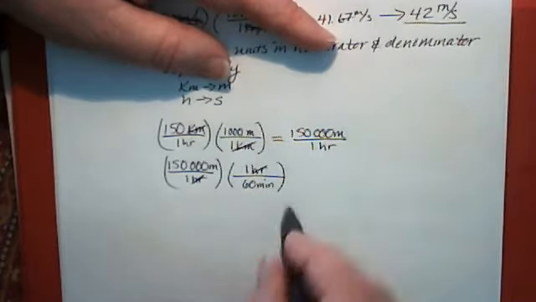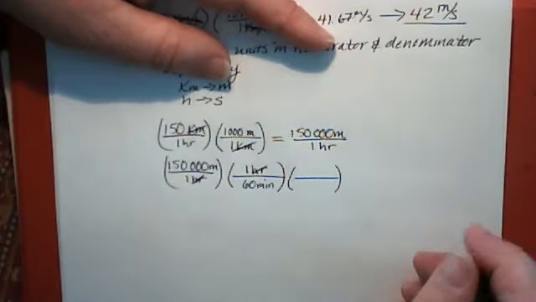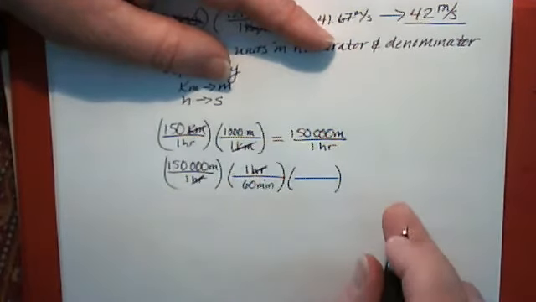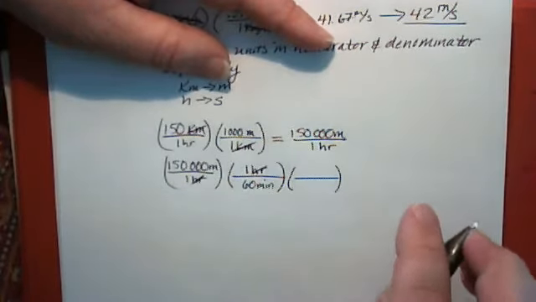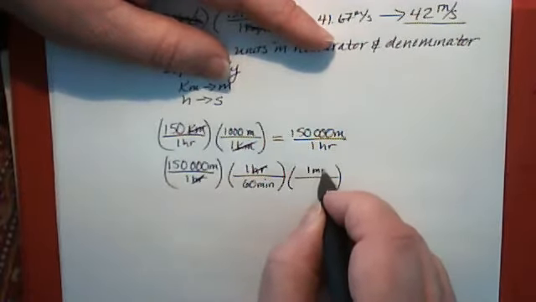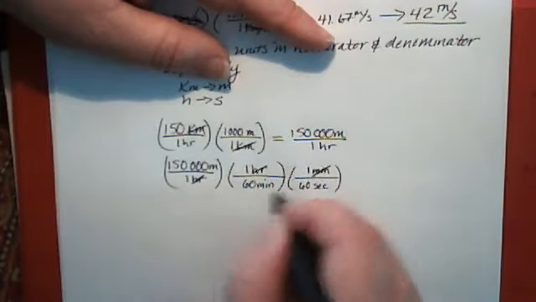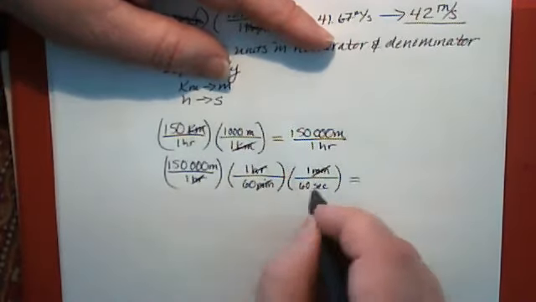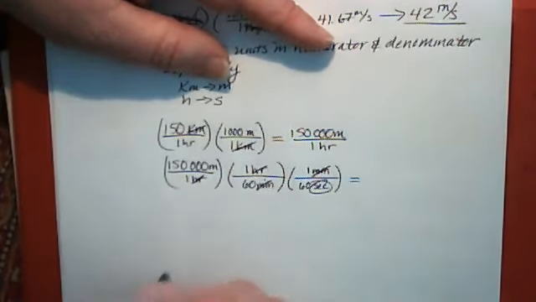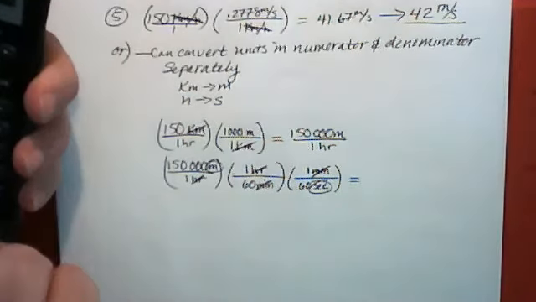We want that unit on the bottom to be seconds. So you don't have to stop and write down an answer after every step. You can keep right on going and doing more conversions until you finally get the units you want. Okay, there's 1 minute for every 60 seconds. So now minutes cancel. And we have seconds in the denominator. And we have meters in the numerator.